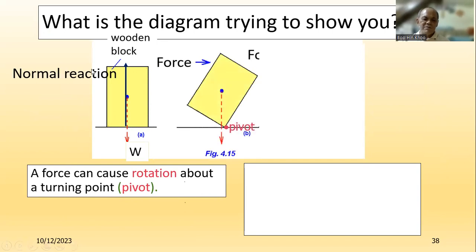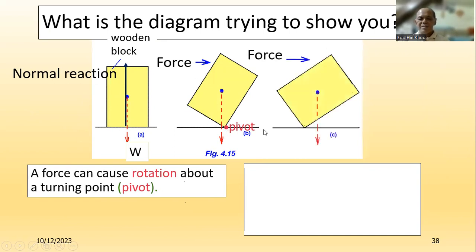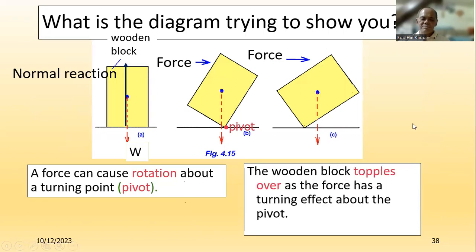If we apply the force further up, it will not accelerate anymore, but it will turn or rotate about that point there, called the pivot, and it will topple over and stay in a new equilibrium position.